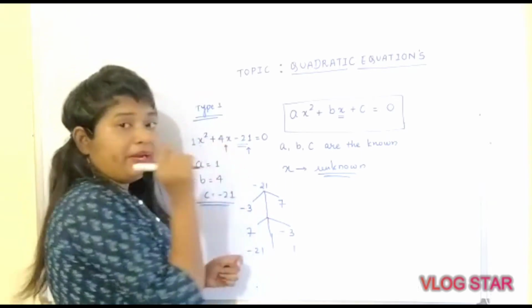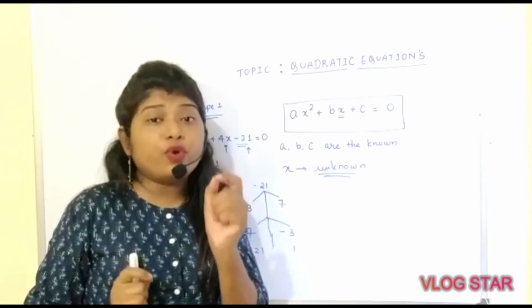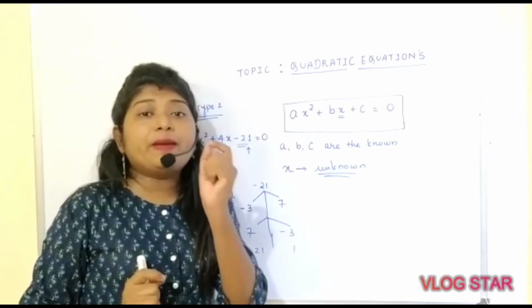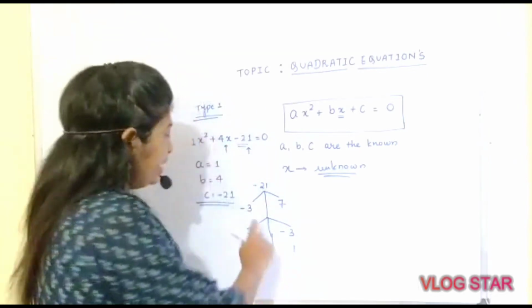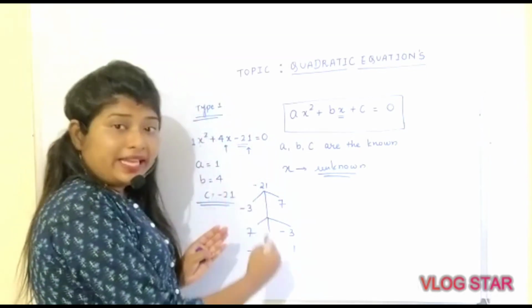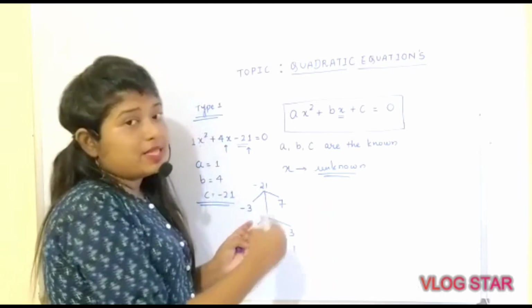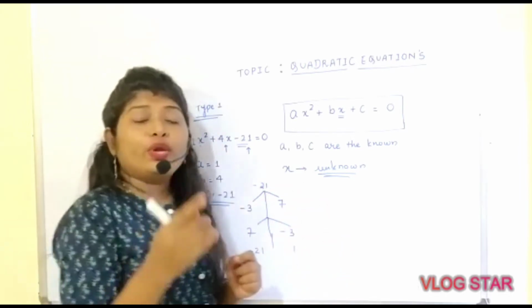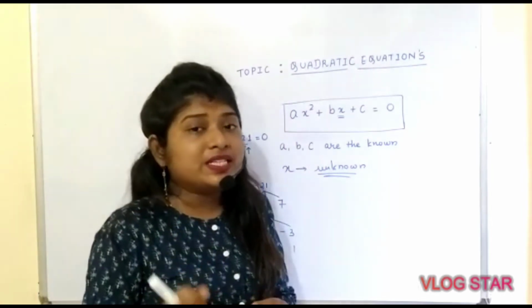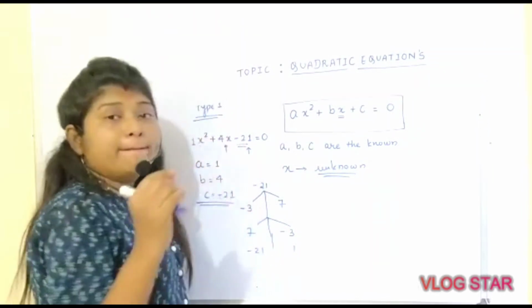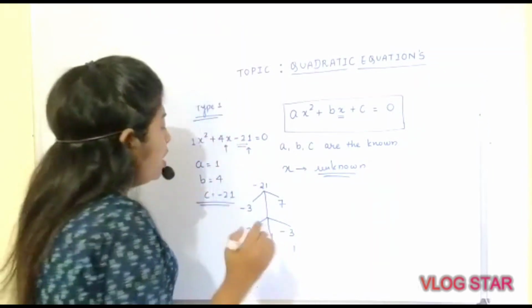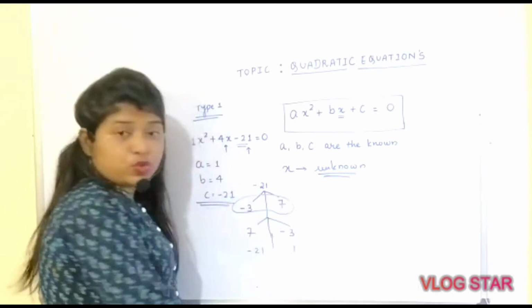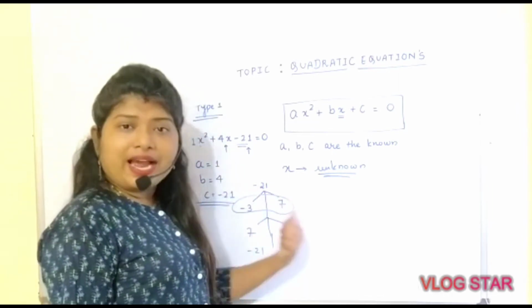We want the middle term to be +4x and the product to be -21. If I consider -3x + 7x, the addition will be what? +4x. And if you multiply them, what answer will you get? It will be -21. So our factors are which ones? Yes, -3 and 7.